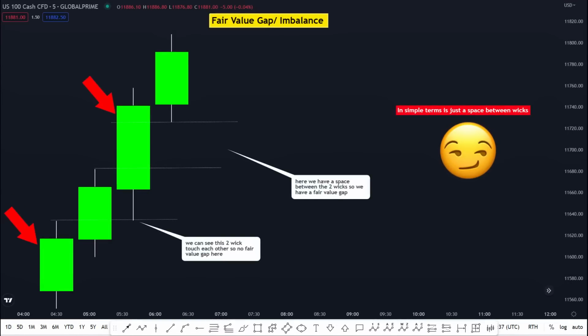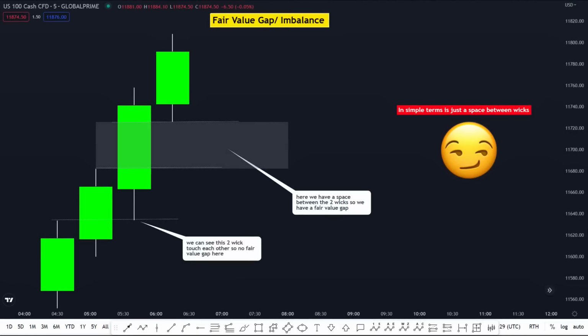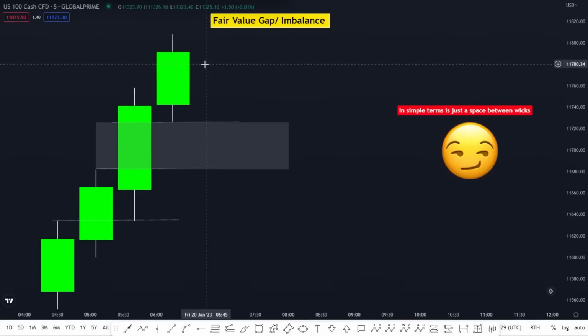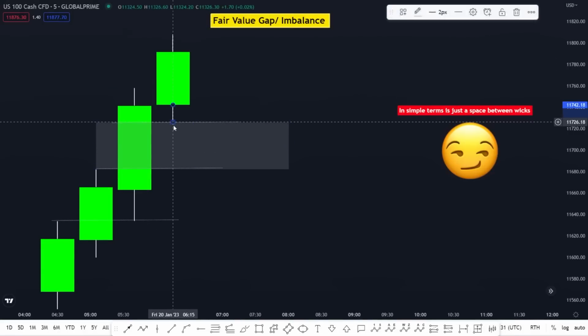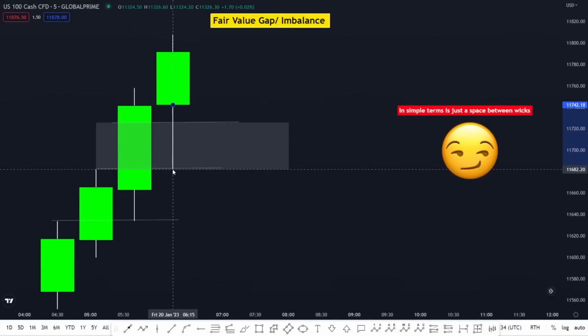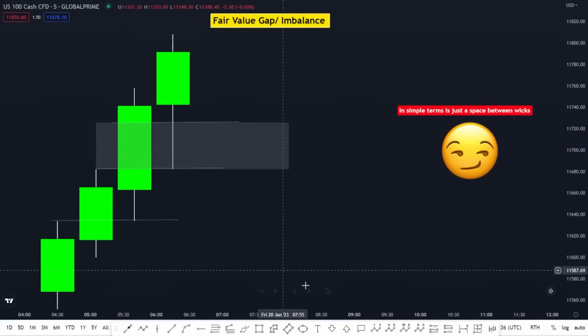As you can see from these two candlesticks, there is no space between the wicks, so that means the imbalance was fulfilled. But with these two candlesticks, we can see that the wicks don't touch each other, so this will create an imbalance in the market. To make it clear, we can mark it by drawing a zone in between so that we can make it visible. Let me show you guys how a fair value gap or imbalance will be closed. As you can see, if the wick was like this, then the gap will be closed.